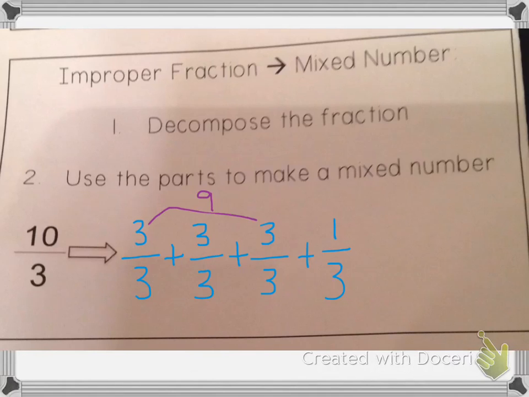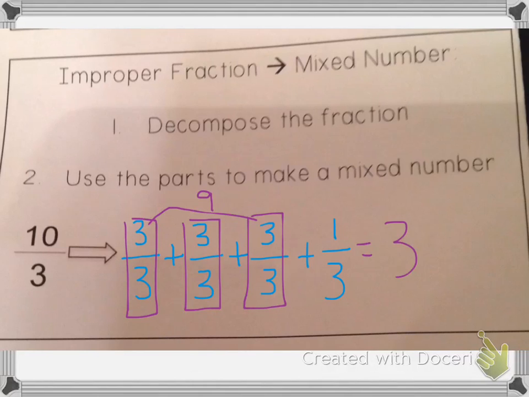So now I want to make that a mixed number. This is one whole, plus another whole, plus another whole. So that's the same thing as having 3 wholes. And then I can look at the fraction that's left, which is 1/3. So 10/3 is the same thing as 3 wholes and 1/3.